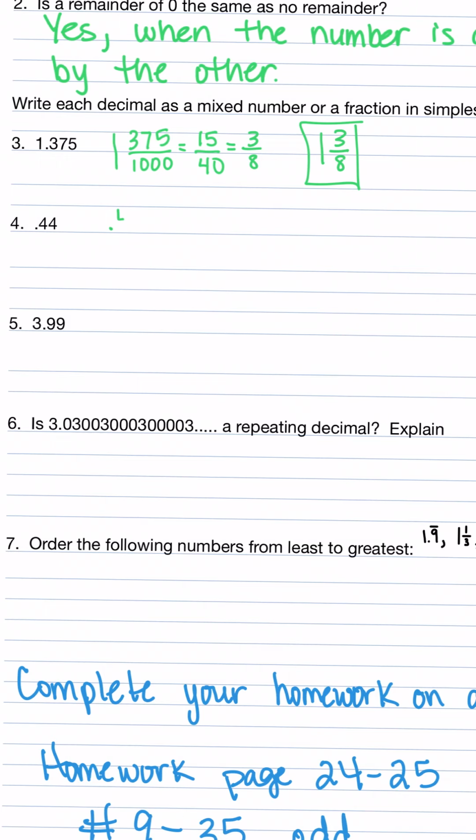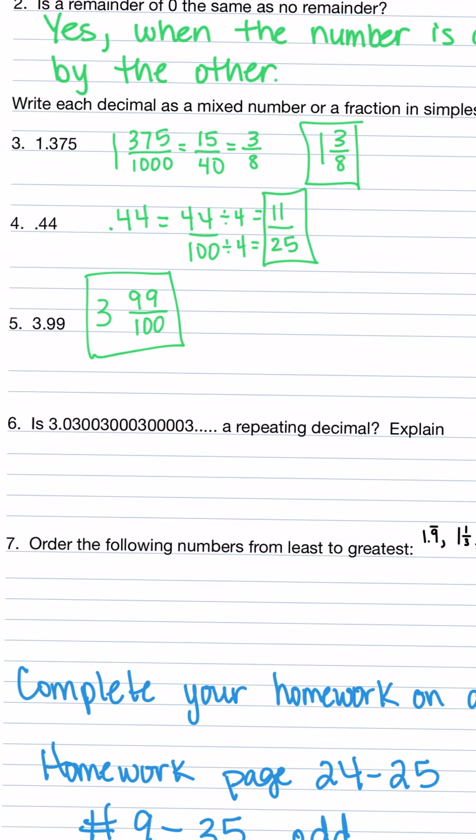0.44, you should have taken 0.44 and turned it into 44 over 100. We can start out by dividing each by 2 or even 4. Both of them can go into 4. 44 divided by 4 is 11. 100 divided by 4 is 25. That cannot be reduced any farther. Your answer is 11/25. And your last one down here, 3 and 99 over 100. That's as low as it can go. So that is your answer.